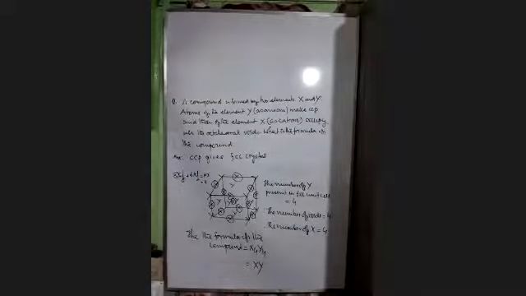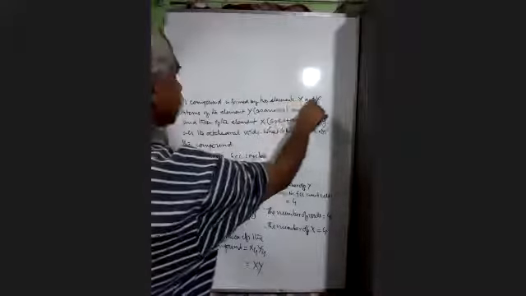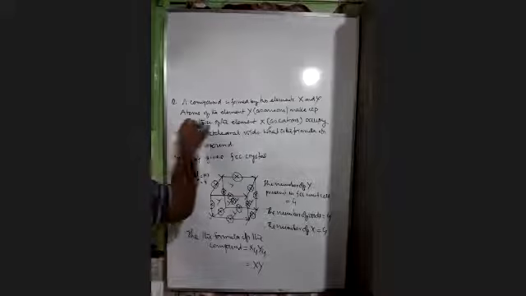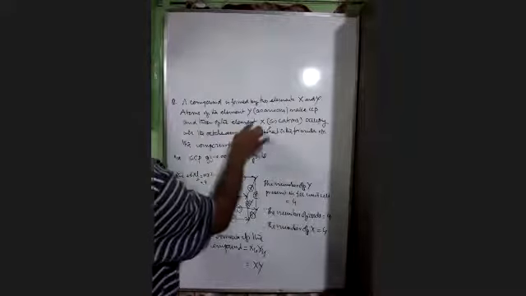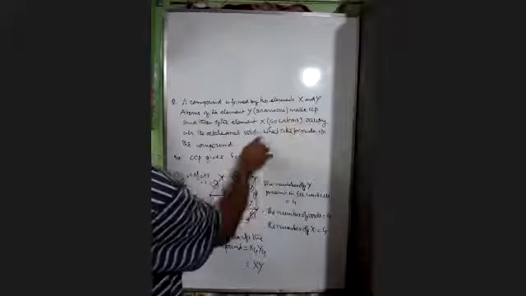Again, I'm telling you, these problems are not difficult. See, what does it say? A compound is formed by two elements X and Y. Atoms of the element Y as anion make CCP, and those of the element X occupy all the octahedral voids. What is the formula of the compound?